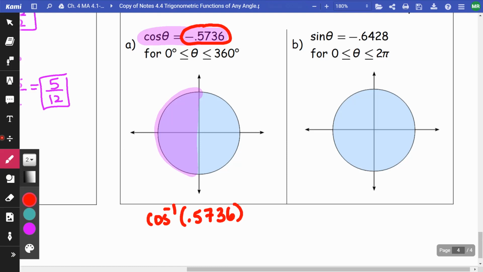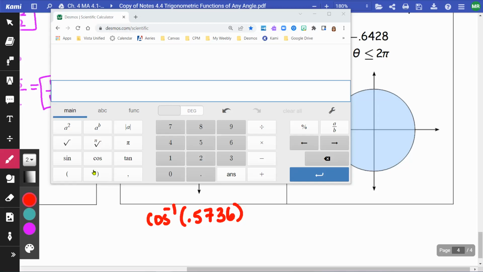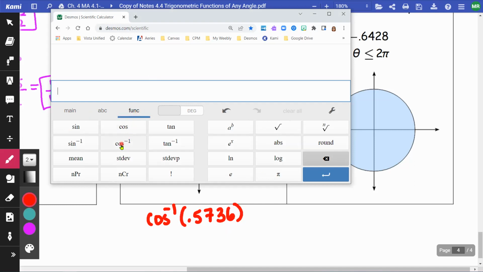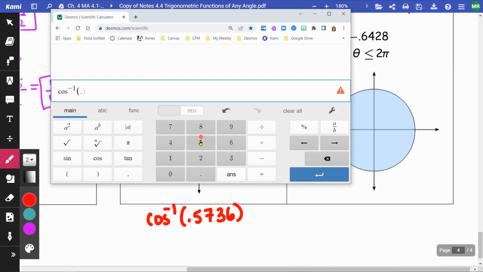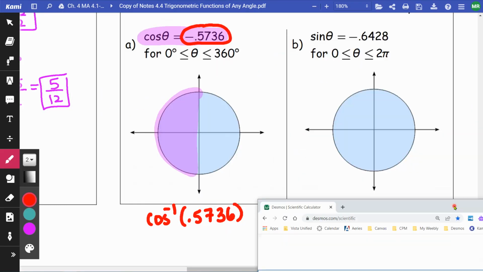So let me get a Desmos up. I just got a scientific Desmos up, and I want to put this into my calculator. So I'm going to come to function and do cosine inverse, and then type in 0.5736. Again, I'm doing it as the positive x value, and I'm going to find where it is in quadrant 1. They want it in degrees, so I have it in degrees. So this is going to be the angle, 54.998, so about 55 degrees.